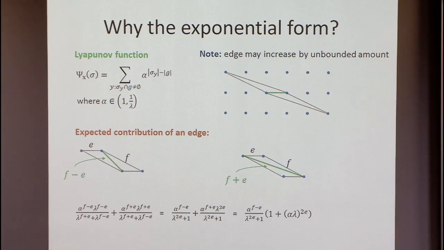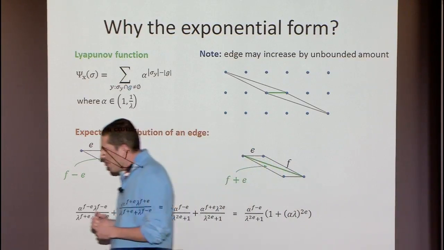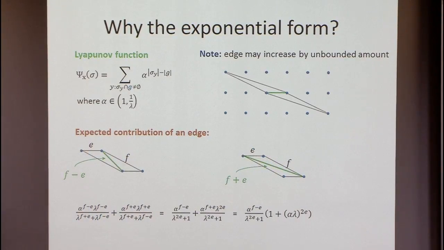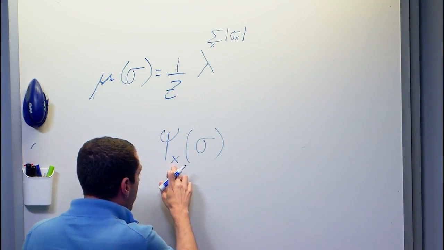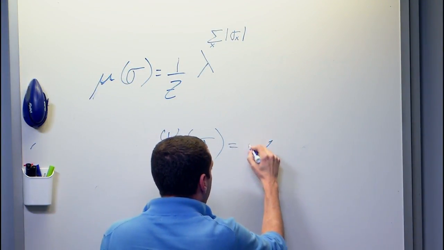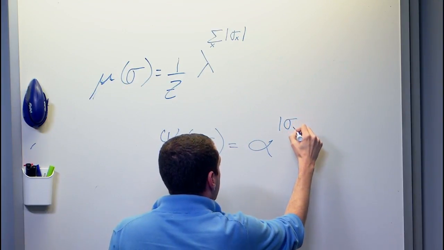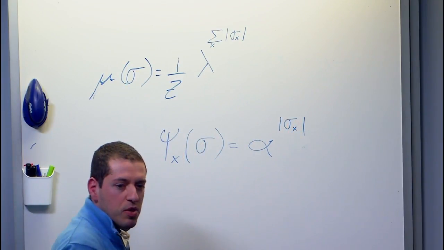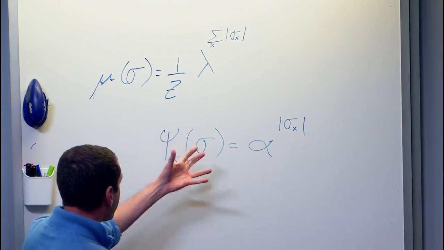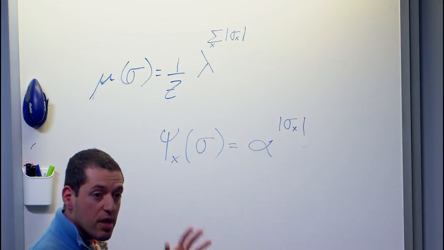Let me, before doing that, mention a much simpler function you could come up with. You can just, for example, drop the sum, and you could try to think whether I can just say that the value of the function at x is just alpha to the size of x. You could just ask yourself, why can't I just take the function in the simpler form?